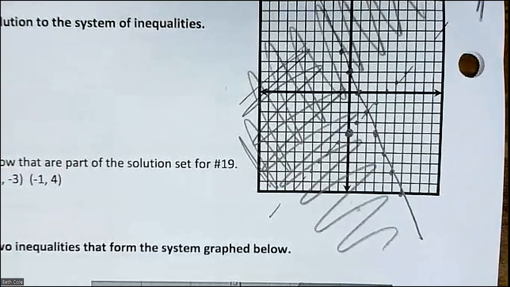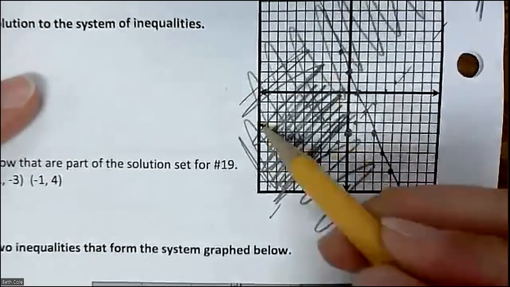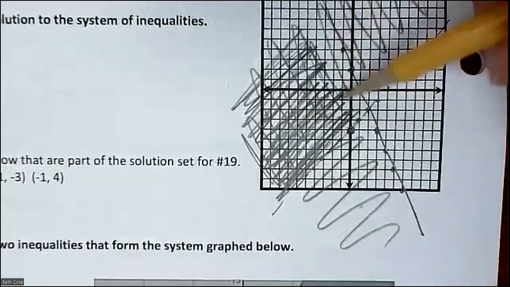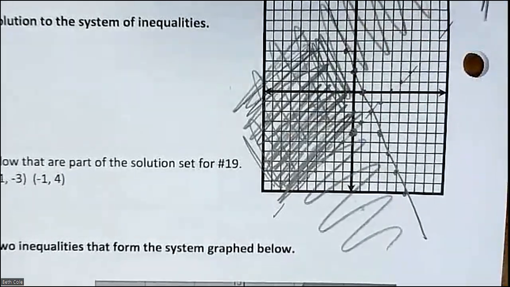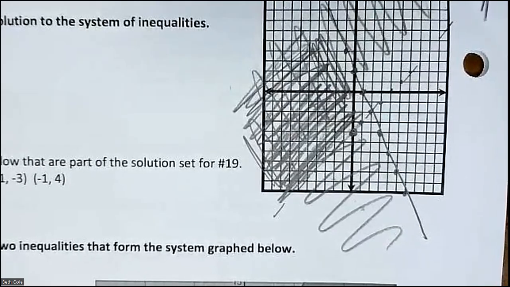So when you have two of them at the same time, what part is your answer? The overlap, the double shading part. So that is this section right here. This is the double overlap. And so the next question is going to give us a list of points, and we're just going to say yes or no. Are they part of the answer?